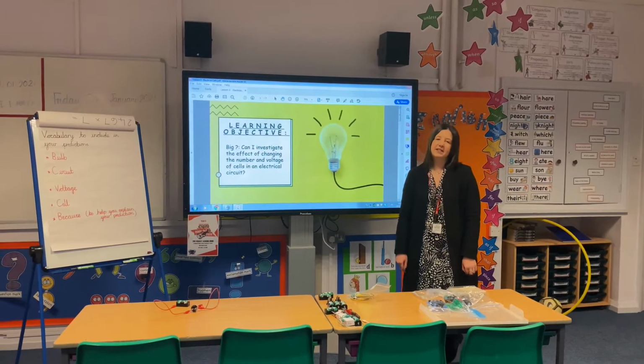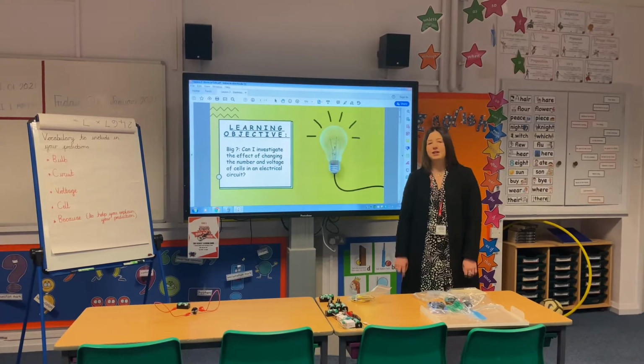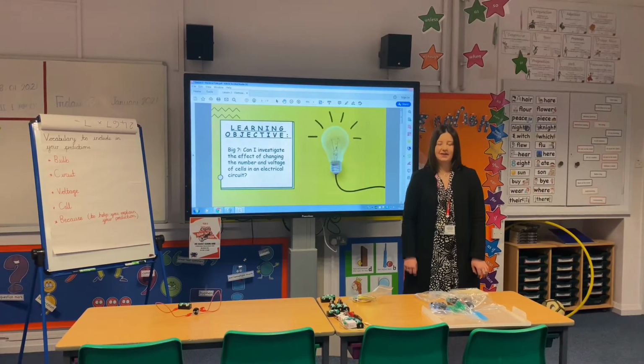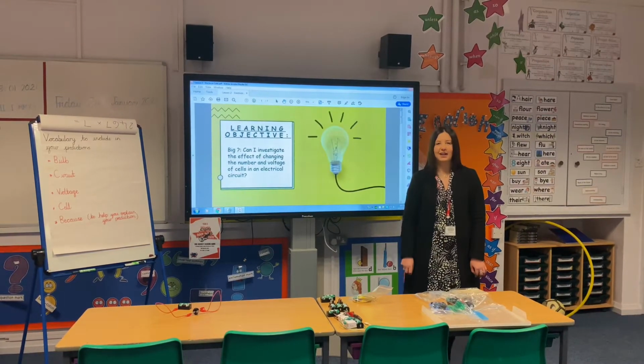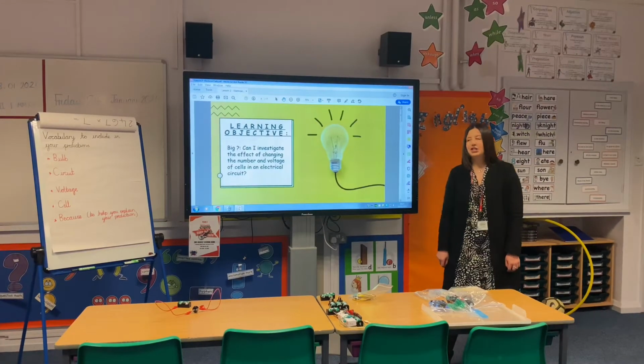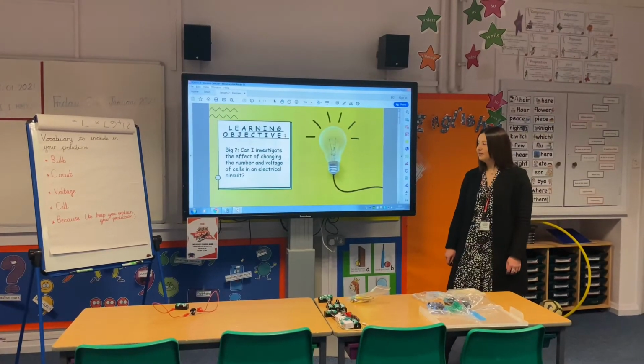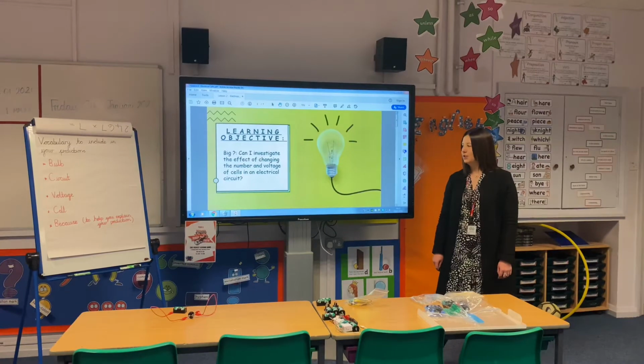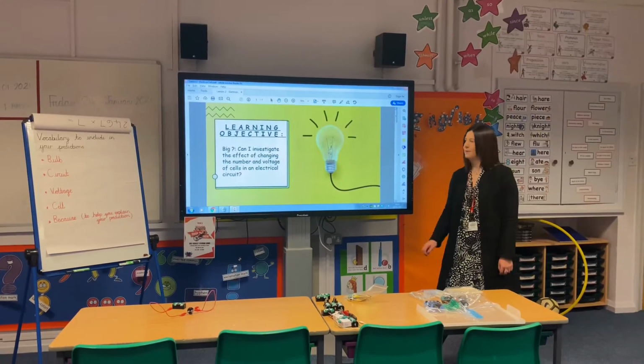I hope you found yesterday's lessons really interesting, matching the object to the symbol and its definition. Today you're going to be applying that into circuits. So our big question today is, can I investigate the effect of changing the number and voltage of cells in an electrical circuit?